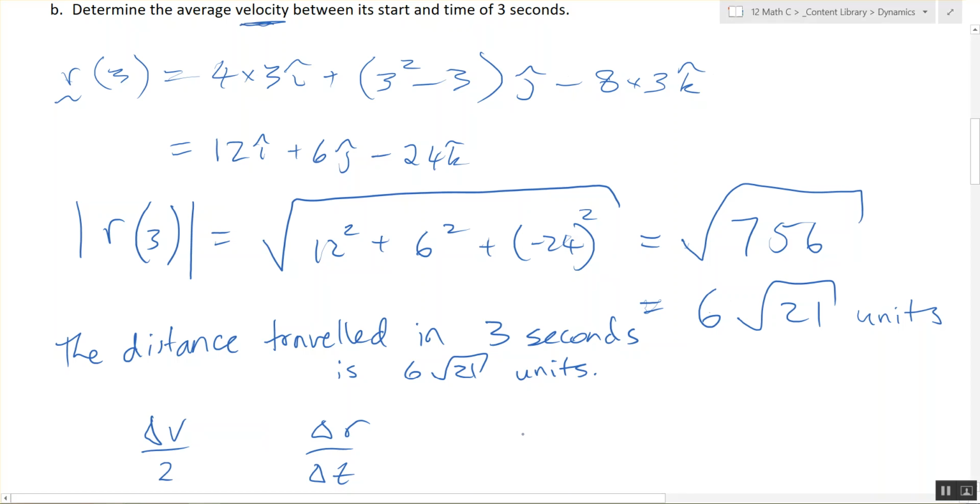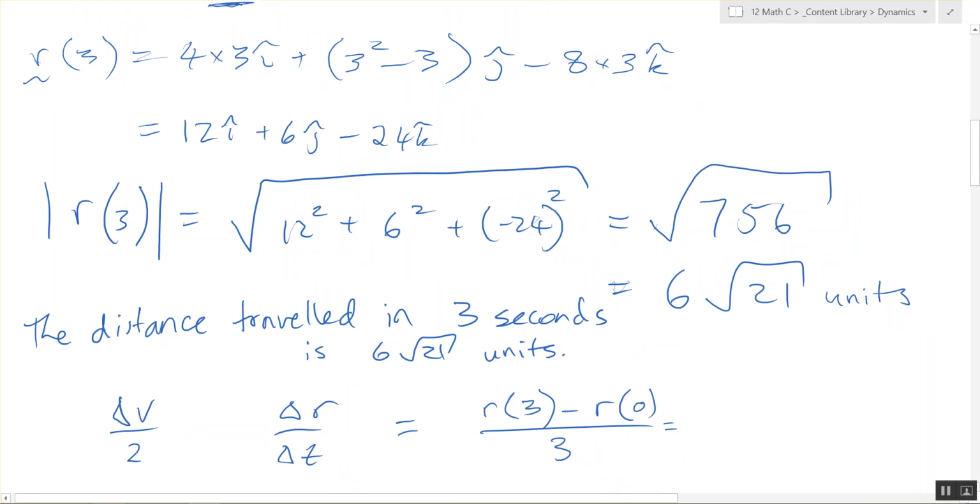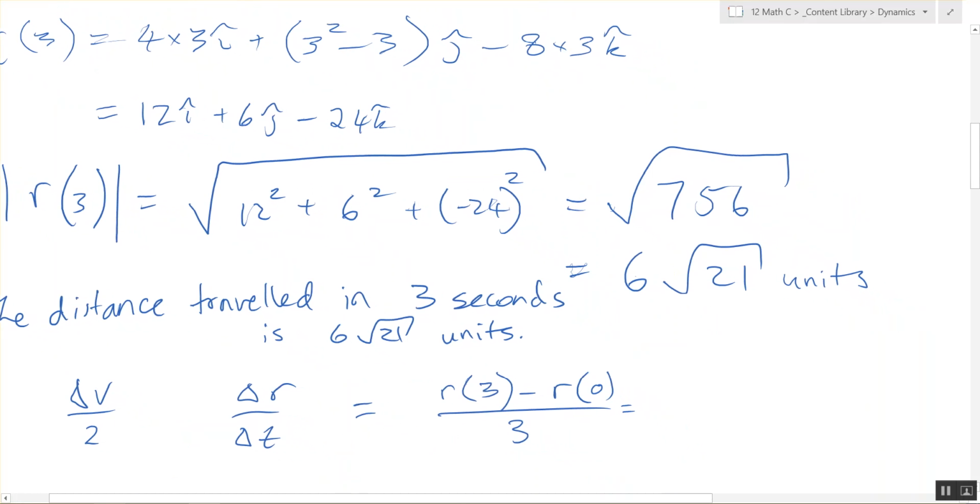So we've got r to the 3 minus r to the 0 divided by 3. Okay, does that make sense? Does that give us the velocity? So let's write v_av. That subscript stands for average, in case you didn't know that.